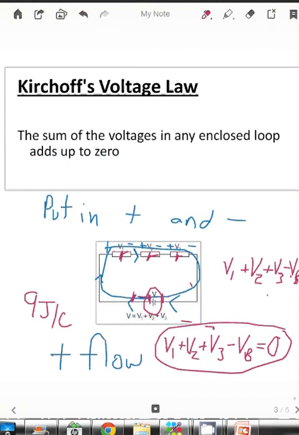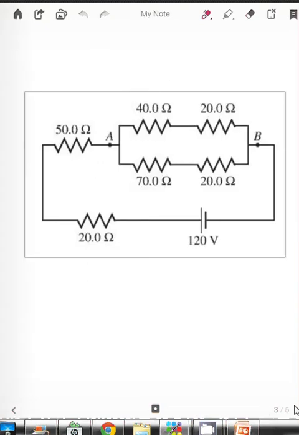All right, so let's look at another example. Now for this one, we have multiple paths, right? So first, pluses and minuses. Charges, current flow is this way. So plus, minus, plus, minus, plus, minus. So this is how all the pluses and minuses have to be set up.